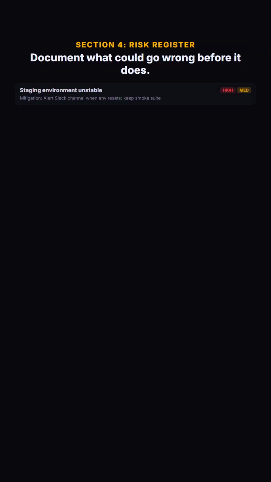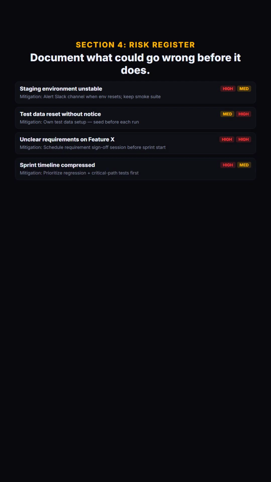The fourth section is your risk register, and this is where test planning becomes genuinely strategic. A risk register lists every known risk that could affect the quality of the release and documents the likelihood, the potential impact, and the mitigation plan for each one.